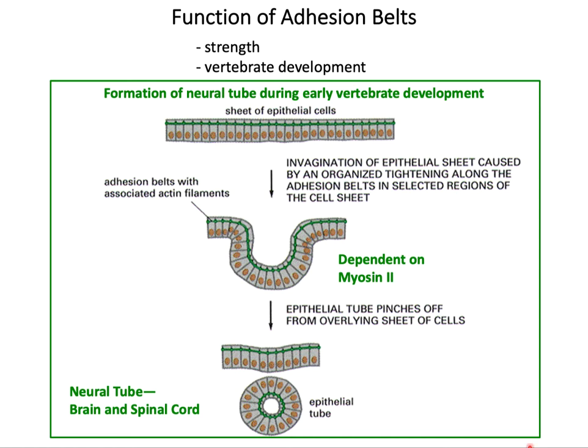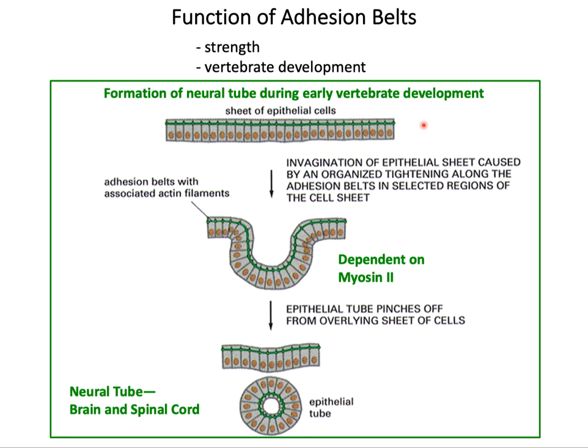Adhesion belts are very important because they are anchoring junctions. Their main function is to provide strength and structural integrity to epithelial cell layers. Epithelial cell layers are usually under significant mechanical stress, and so these adhesion belts provide some strength to those layers.